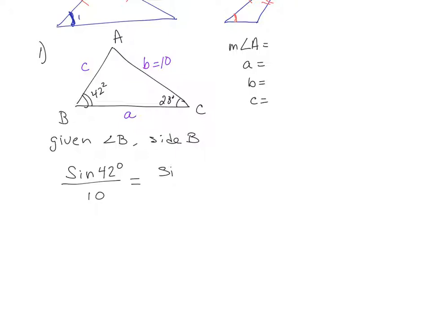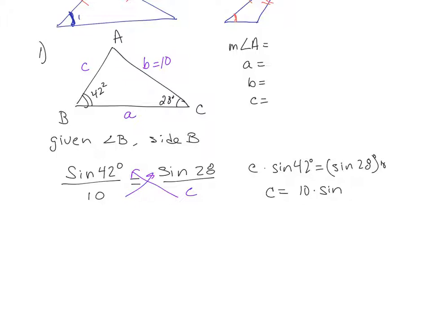So angle C is the sine of 28 degrees over the length of C. So I want to go through and find C. To do this, I'm going to go ahead and cross multiply for both of those. When I do that, I get C times the sine of 42 is equal to the sine of 28 degrees times 10, or side C is equal to 10 times the sine of 28 degrees all over the sine of 42 degrees.